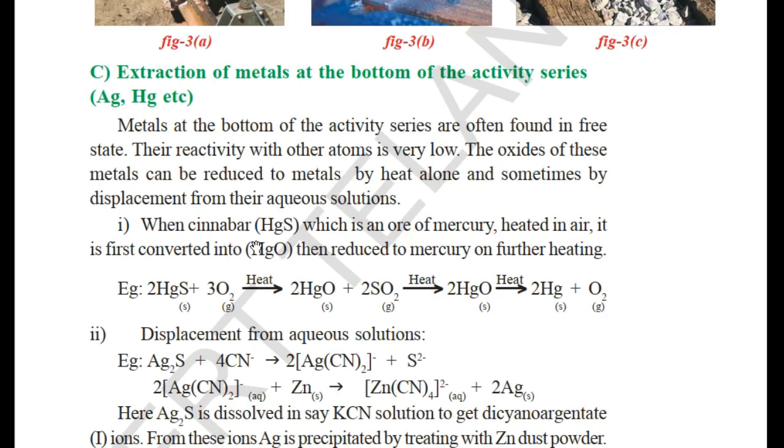Next, suppose we have cinnabar, mercury sulfide, HgS. This is the ore of mercury. It is heated with air in the roasting process, and it gets converted into metal oxide. Then it is reduced again, so we get the metal, and we have to keep heating it alone further. Some gas will be released here.